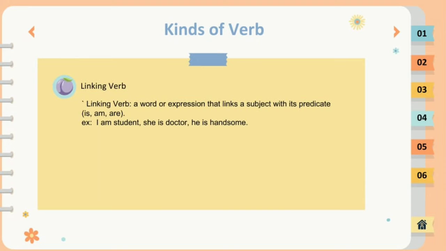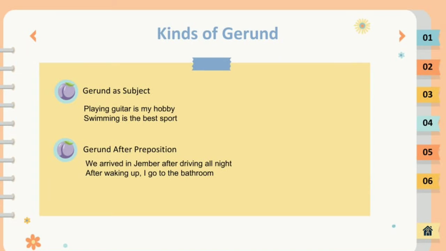The next one is "She is a doctor." She becomes the subject, is becomes the verb, a linking verb. Doctor becomes an object. The next one, "He is handsome." He becomes the subject, is becomes the verb, a linking verb. Handsome becomes an object.